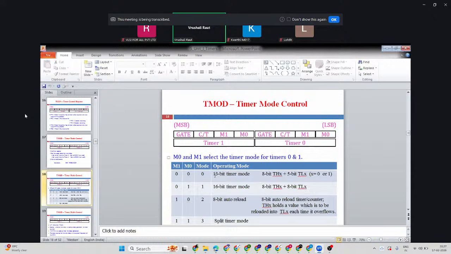Can anyone tell me in 13 bits how much maximum count will be there? You can write in chat also. Can you try writing it? You have how many bits? 13 bits. So 13 1s. Try to find out. And from the lower side, start grouping it in 4. Yes? Can anyone answer?